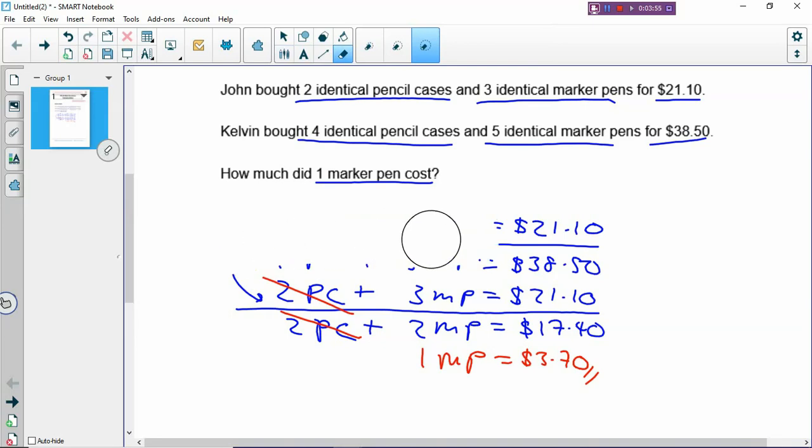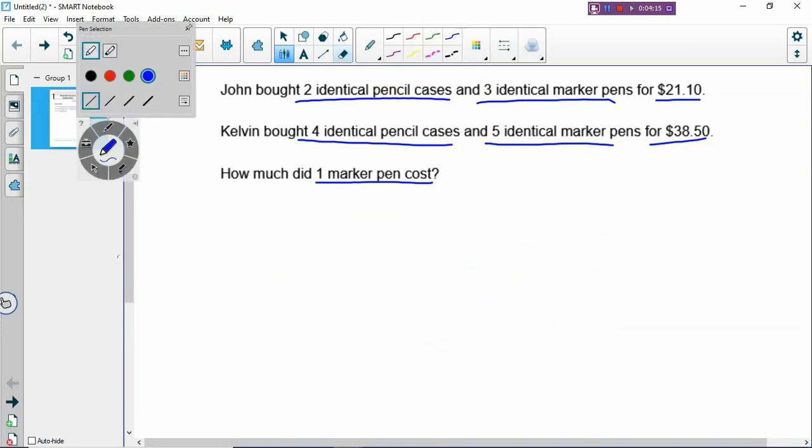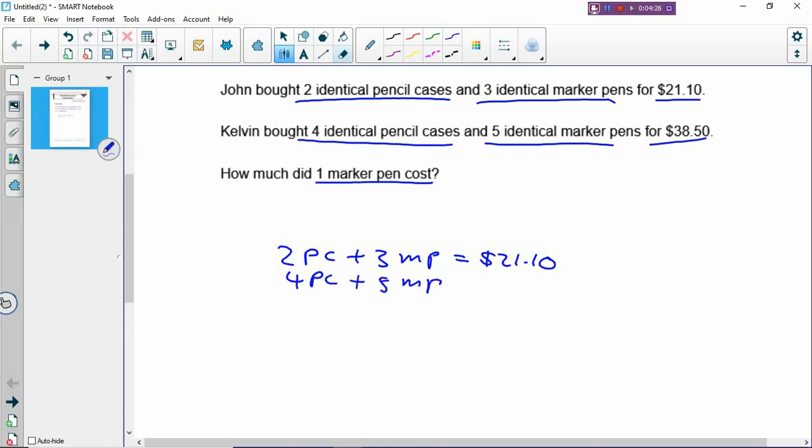Let me just erase all this again, and you can see that the answer will still be the same. And the method is very straightforward, so everybody can use the method. Even the weaker students, once they catch the method, it is just a very fixed way of solving. Same thing again. We have to write out the statement. John bought 2 identical pencil case and 3 marker pens for $21.10. And then Kevin bought 4 identical pencil case and 5 marker pens, and the cost is $38.50.